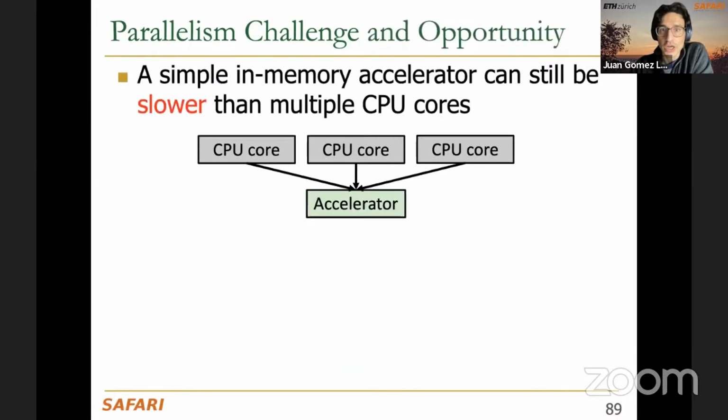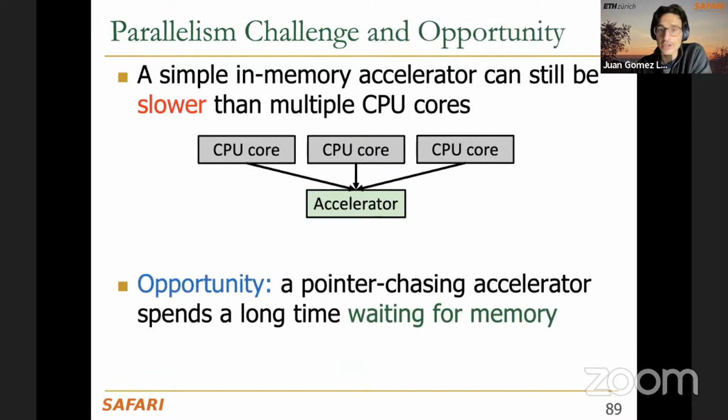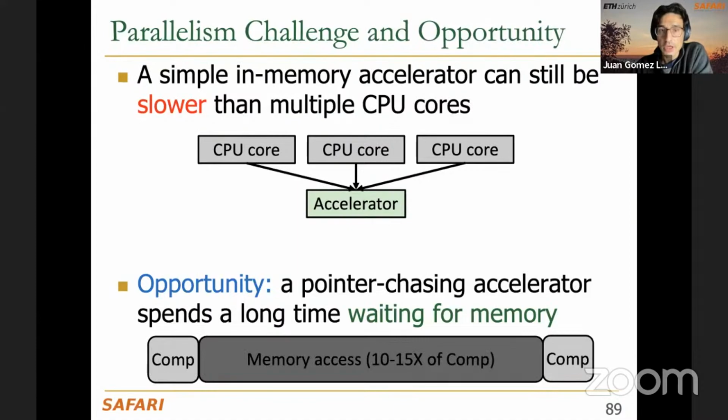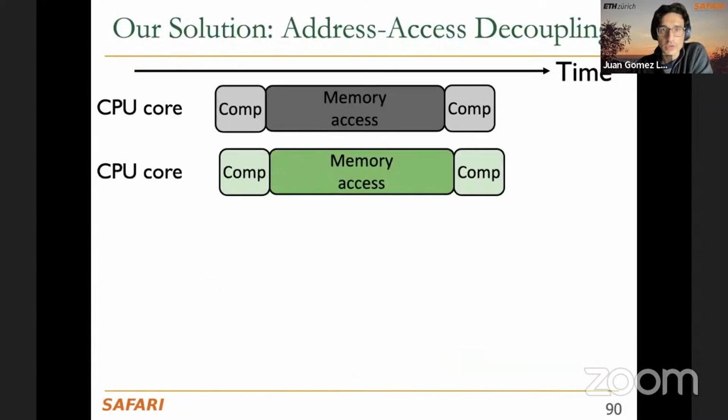So the opportunity here is designing the accelerator in a nice way in order to save a lot of latency, a lot of time when accessing memory. So notice that the access to memory itself is usually much longer than the computation. And so here, the idea is to decouple the pointer chasing accelerator in a way that it has 2 different engines. The first one is the address engine. The second one is the access engine.